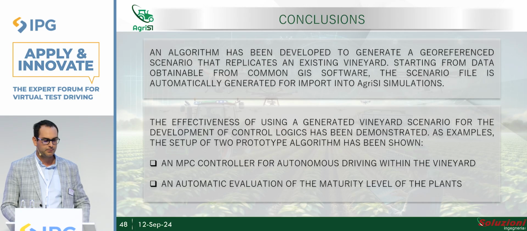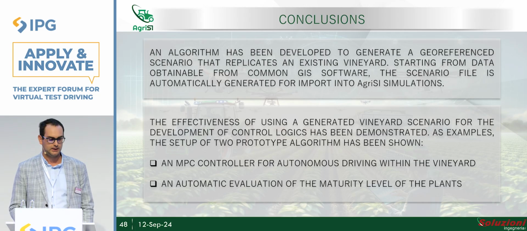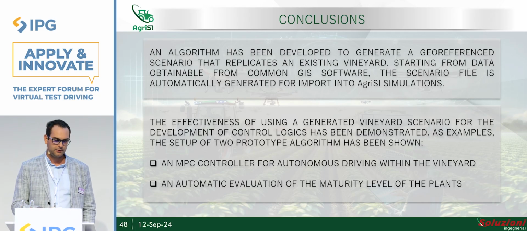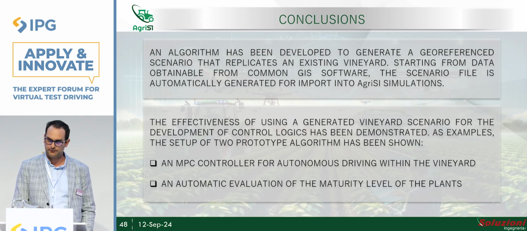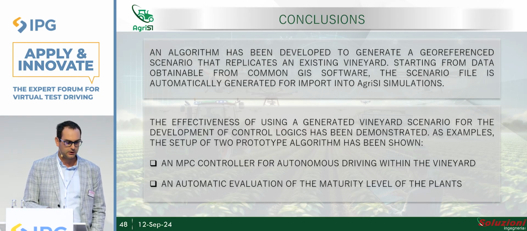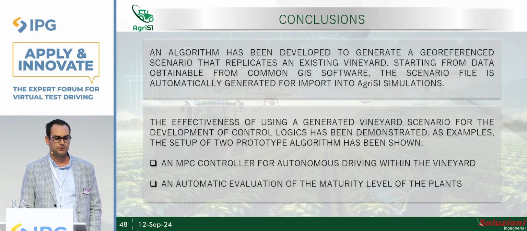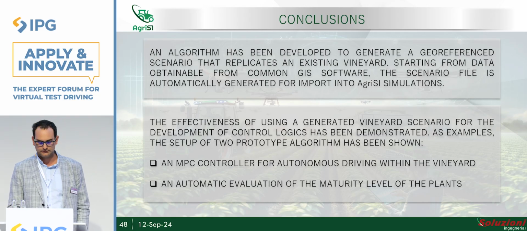As an example, the setup of 2 prototype algorithms has been shown. The first was an MPC controller for autonomous driving within the vineyard, and the second was an automatic evaluation of the maturity level of the plants.